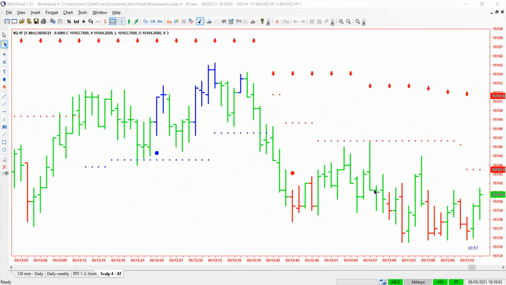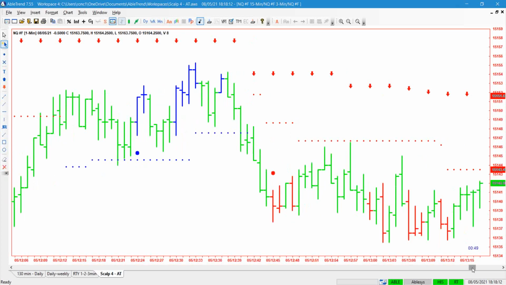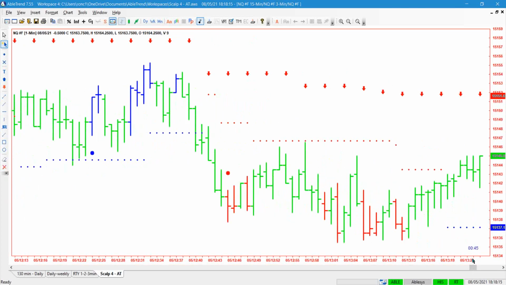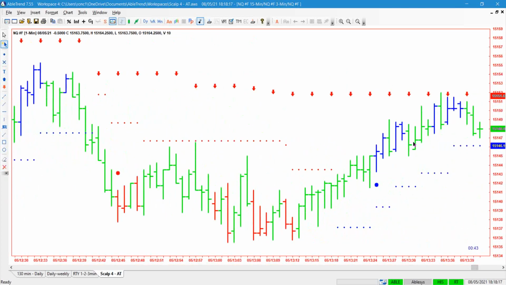Hits the red dot, closes under it. Two minutes later, you get your 5 points. It's another $100 winner. No trade, no trade, just no trade because it closes under the blue dot. No trade. No trade here, doesn't hit the dot or the arrow. No trade here, doesn't hit the dot or the arrow.